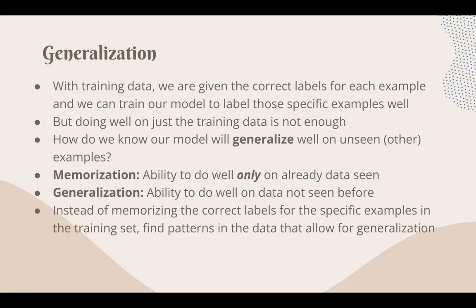But generalization would be saying, okay, a cat does not have as floppy ears as a dog, but a dog does, or a cat has whiskers, but a dog does not, and a cat is smaller than a dog. Those are features or generalizations that the model can use to accurately predict for all data, not just data that it's already seen before.